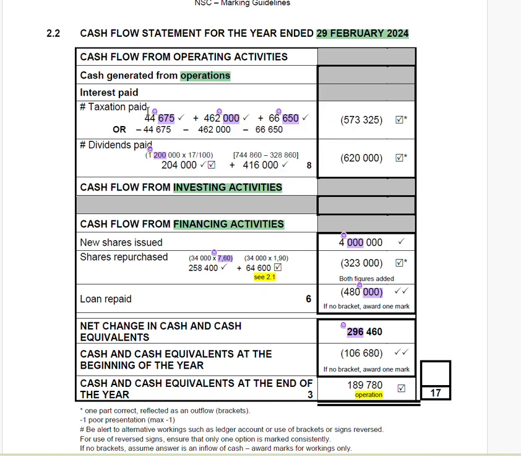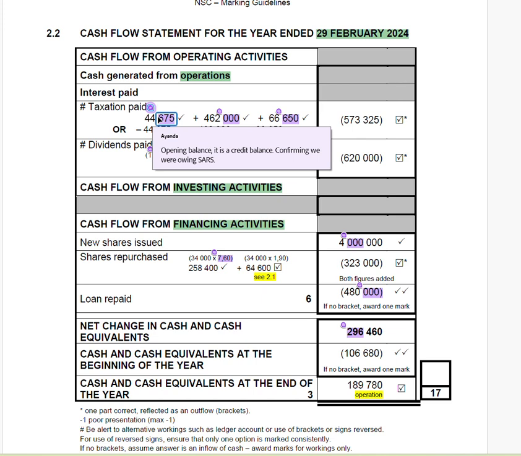And then we're going to move to taxation. If you move to taxation paid, I discussed with you as we were going through the scenario that the opening balance is a credit balance. So it confirms that we were owing SARS. The amount that we were owing SARS in the previous year, in the current year, we need to pay SARS. Why do we know that we need to pay SARS? Because if you don't pay SARS, SARS will charge you interest on the outstanding balance. So for that reason, in the current year, definitely the business will have to pay SARS.